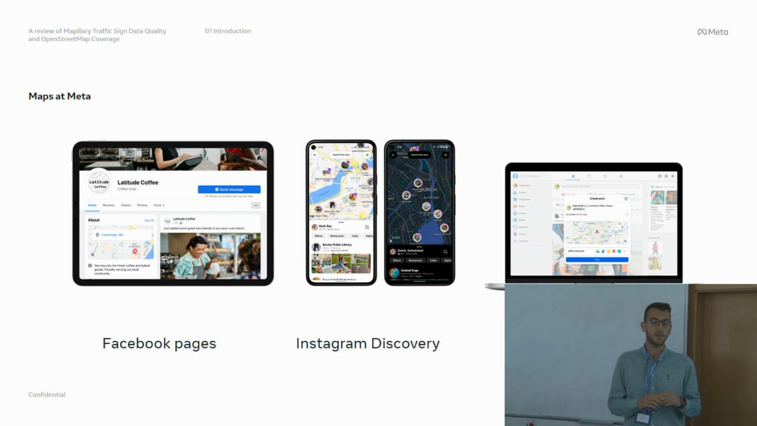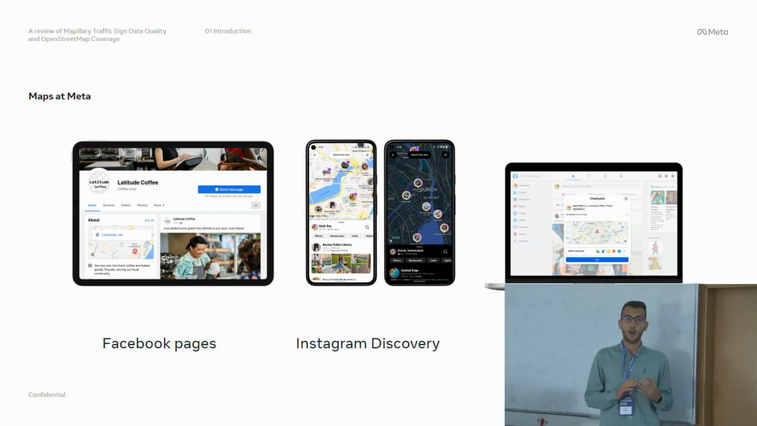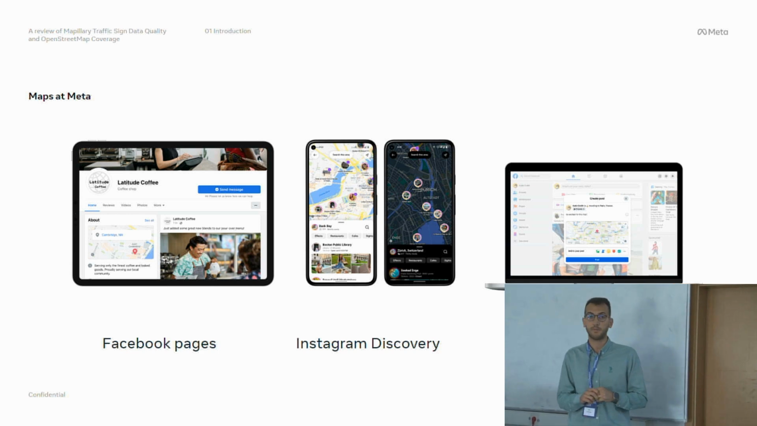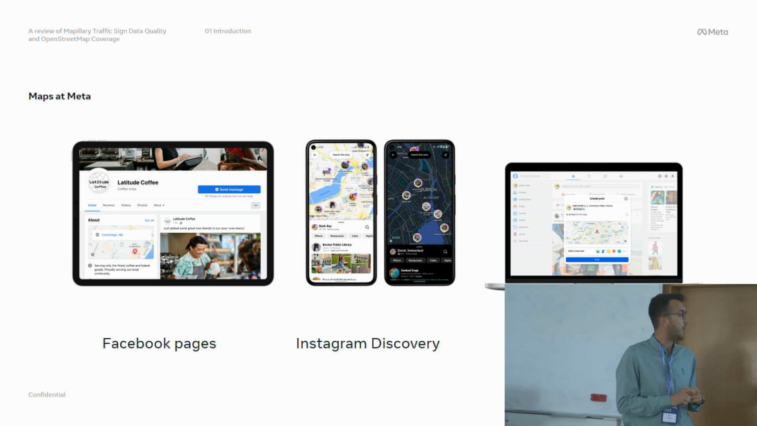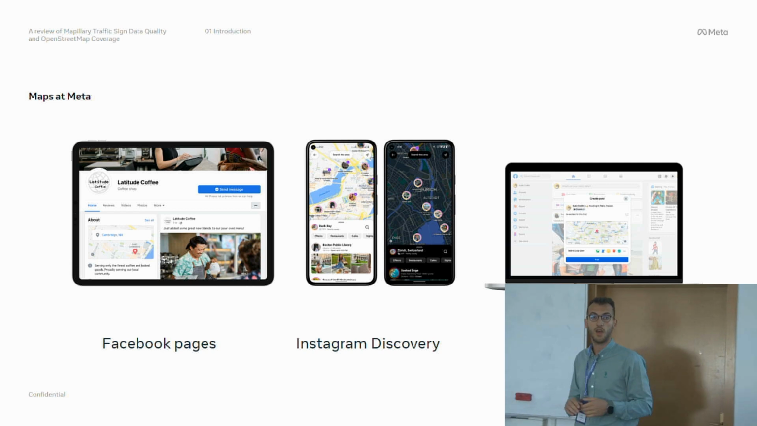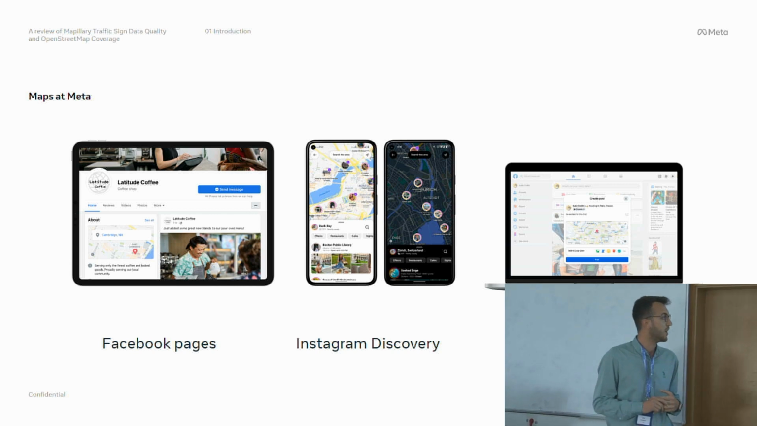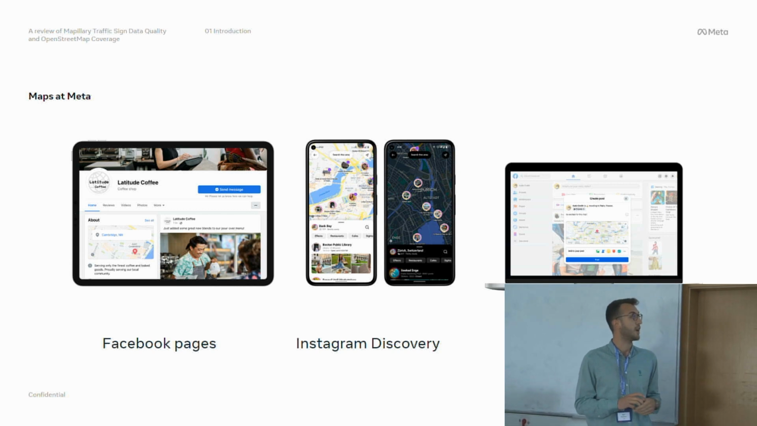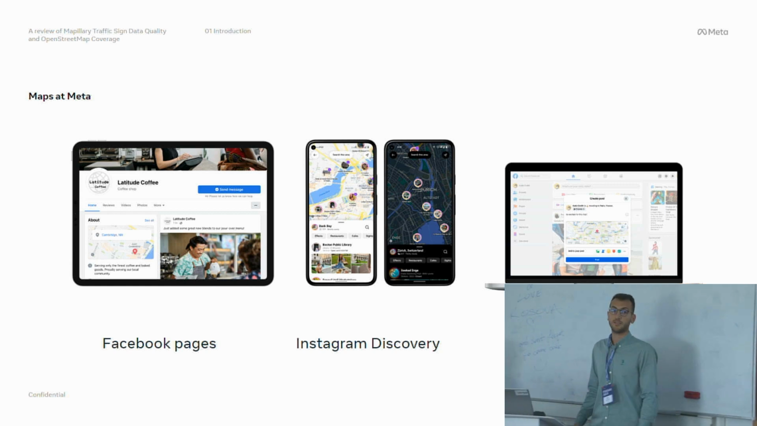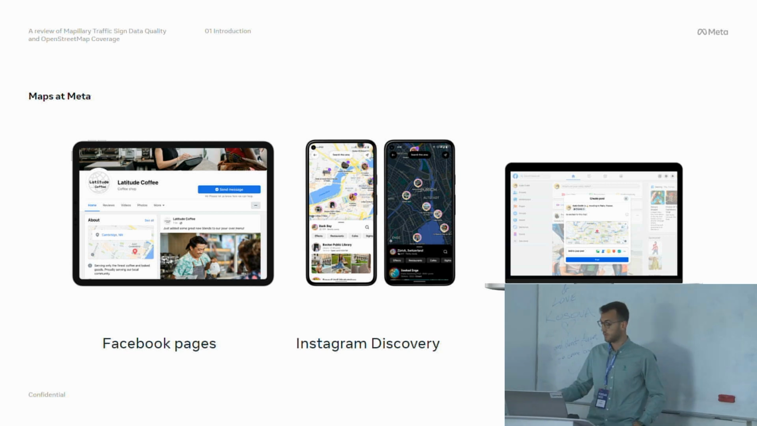Why does Meta use maps? Meta has a product with 42 surfaces where our end users can interact with maps. Those are some examples of where Meta uses maps in its products. We have Facebook Pages, where you can see a map, and if you click this map, you will see Meta's base map. If you go to Instagram Discovery, you will see story maps where you can share stories over the map. We also have Marketplace as a surface where you can create a buffer around your area of interest to purchase items.